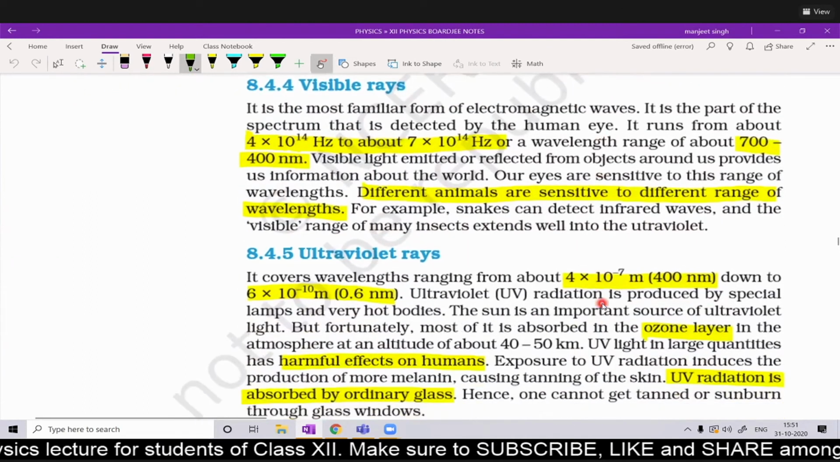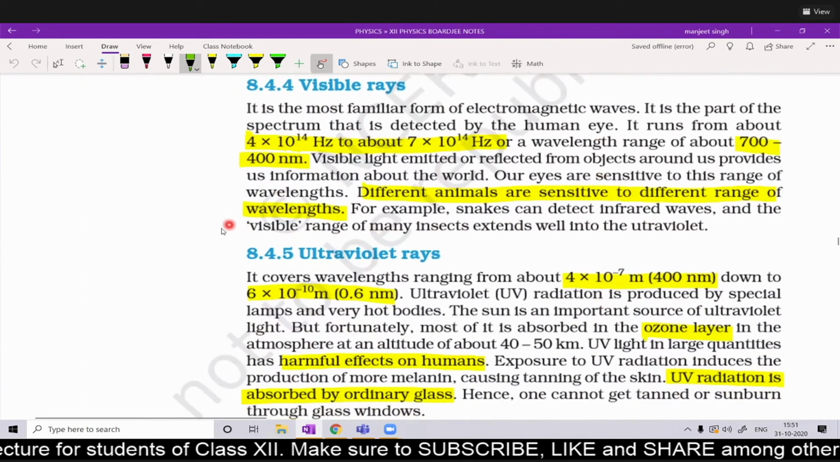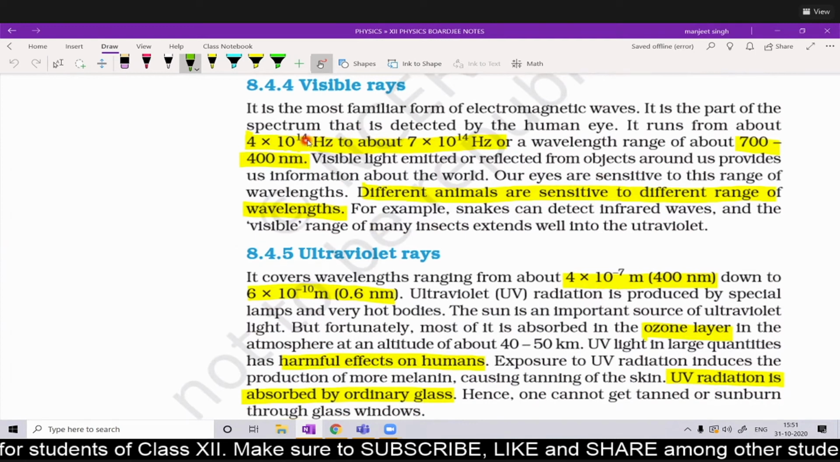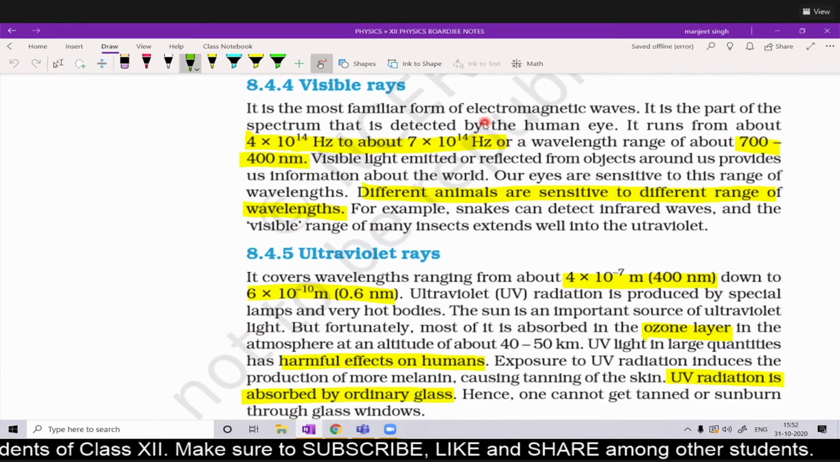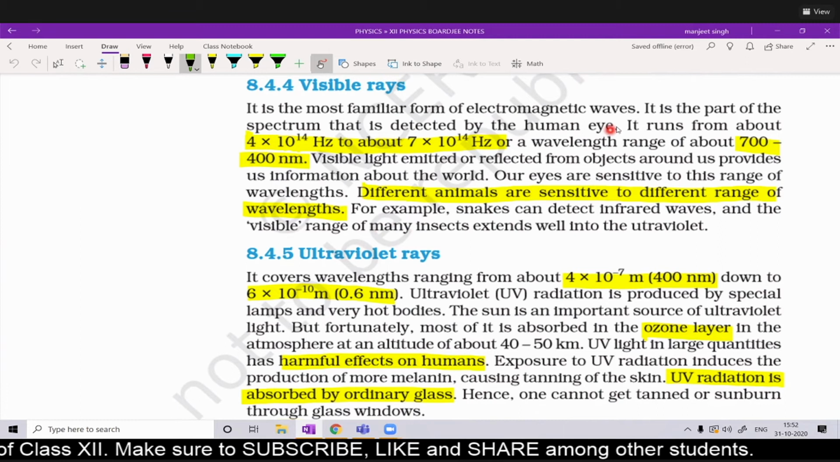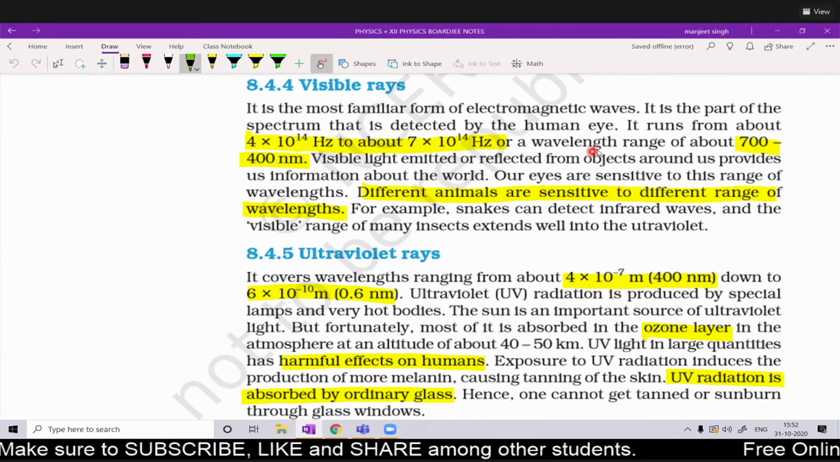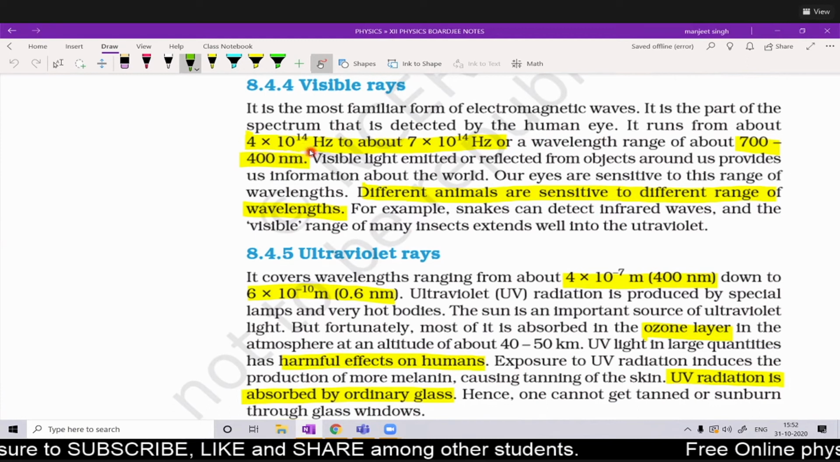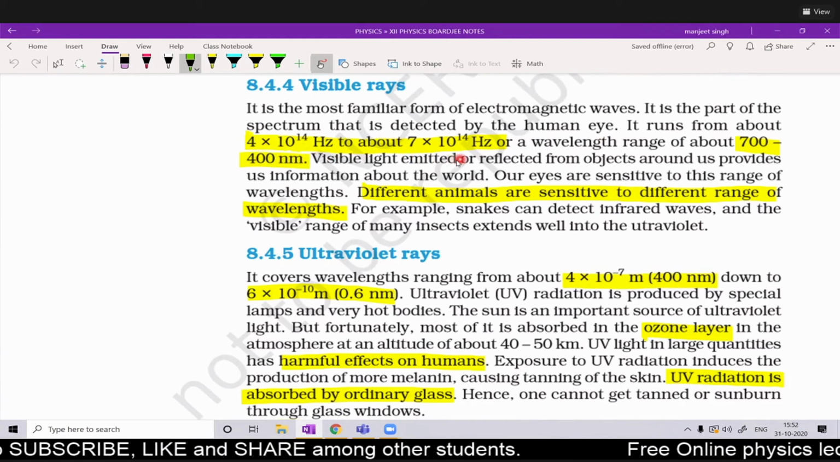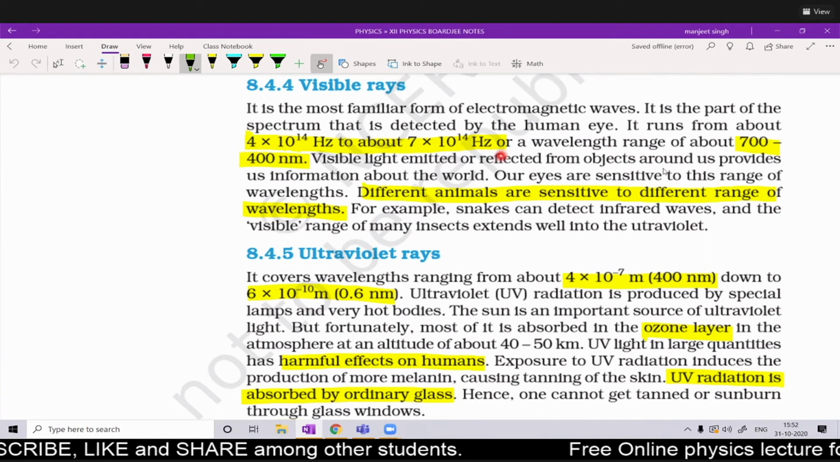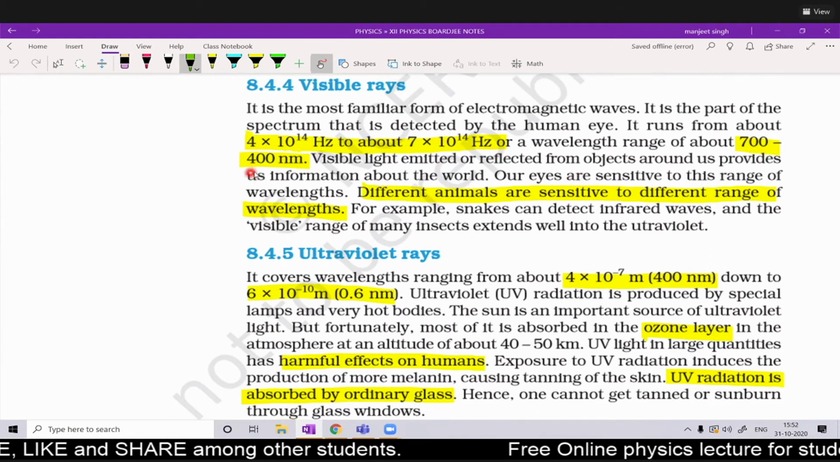Now next are the visible rays. This is the most familiar form because you see through these waves. It is the part of the spectrum that is detected by the human eye. Its frequency is 4 into 10 to the power 14 hertz to 7 into 10 to the power 14 hertz, or wavelength 700 to 400 nanometer.